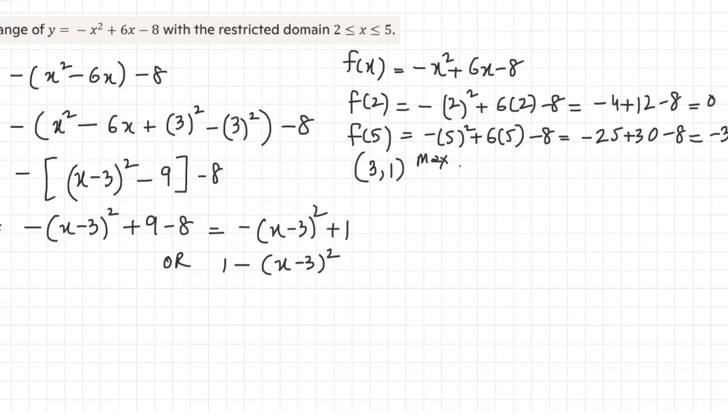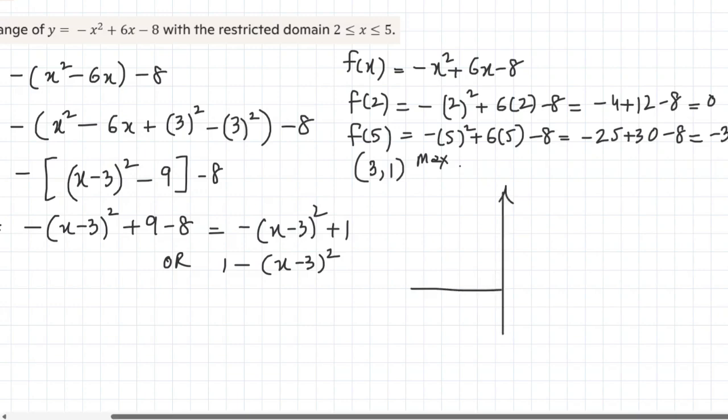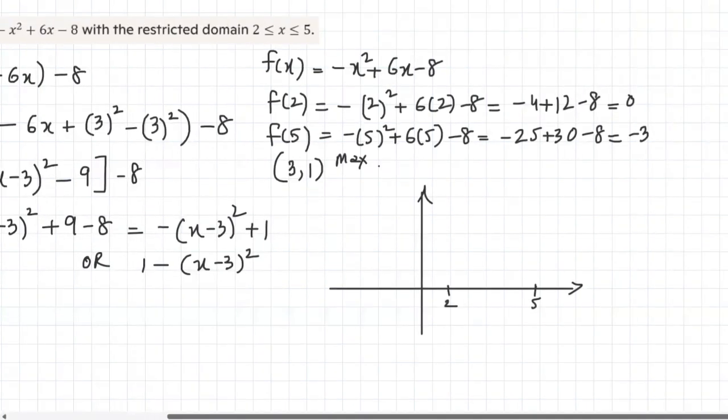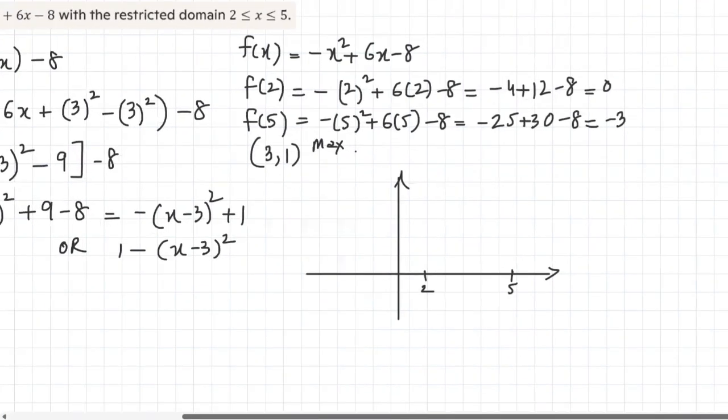Yeah. So we have these values. Now, how do you sketch it? It's restricted. It's from 2 to 5. So this one, the y-intercept is going to be -8.